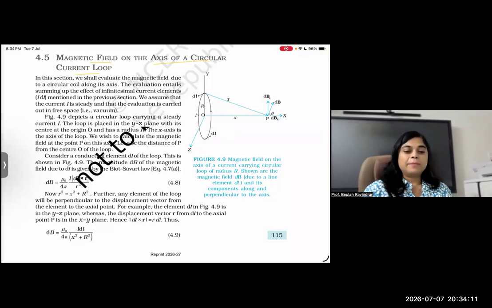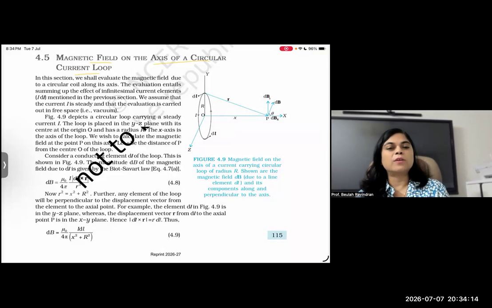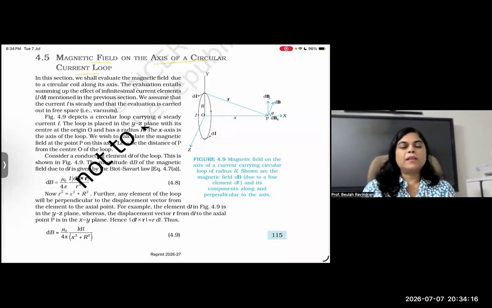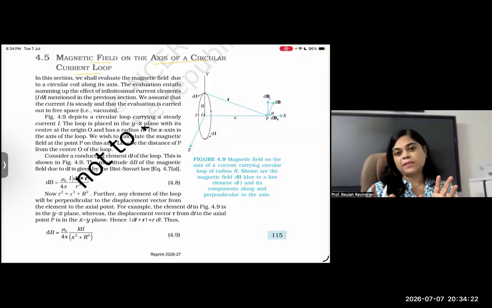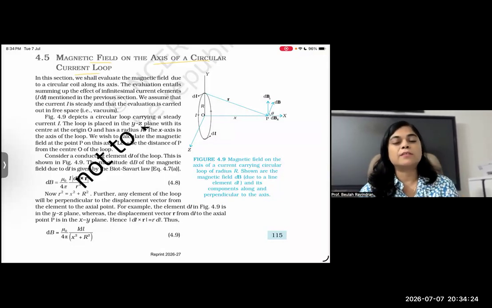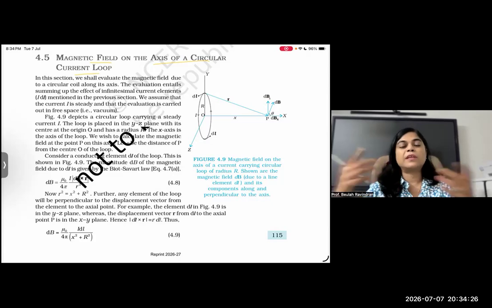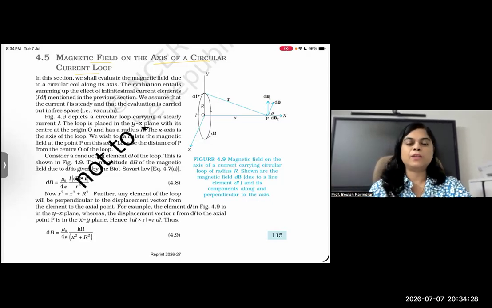Today's topic is magnetic field on the axis of a circular current loop. Imagine winding a wire into a circle, now pass current, instantly it becomes an electromagnet. But how strong is the magnetic field at different points? Today we will derive the famous equations.